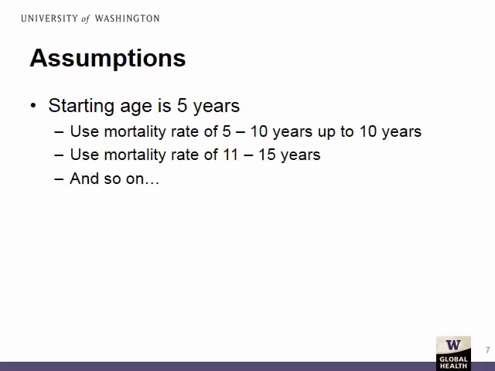Let's discuss the assumptions for this particular model. We're going to assume that the starting age is 5 years and that mortality occurs in 5-year increments. So the mortality rate given for the 5 to 10 age group applies up to 10 years, and so on. The other assumption that we can add to this slide is that the cycle time is equal to 1 year.